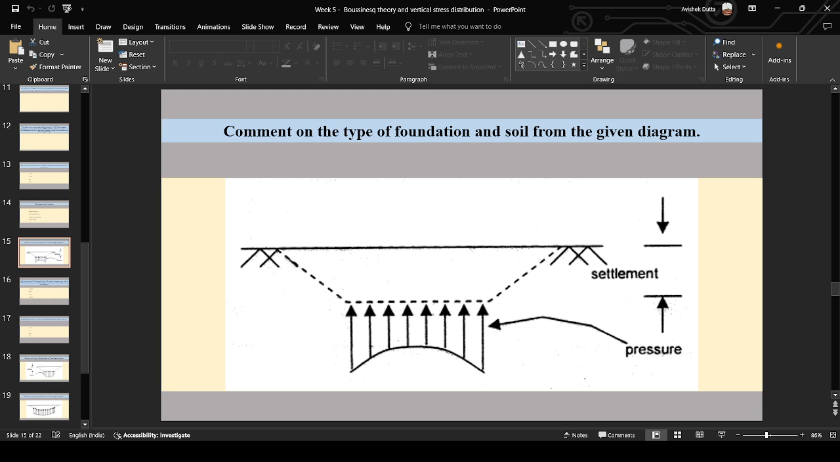So in this question, draw the diagram very carefully or take a screenshot, whatever you feel is okay. Now you can see here we have the type of settlement and the type of pressure distribution which is arising from a particular foundation and a particular type of soil. From the settlement and the pressure distribution, you have to comment what is the type of foundation and soil present in this scenario.